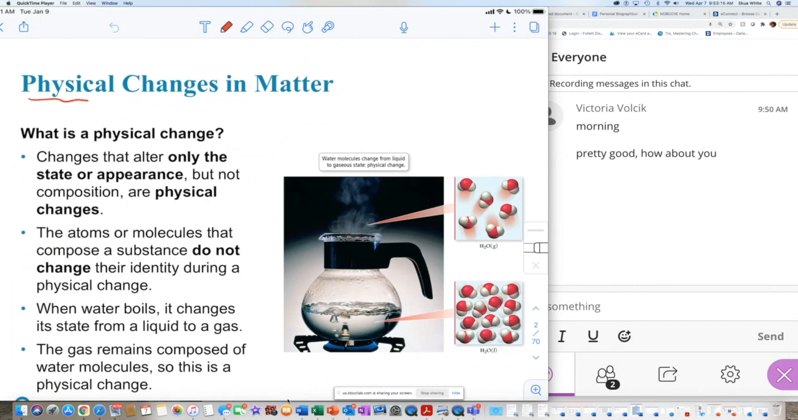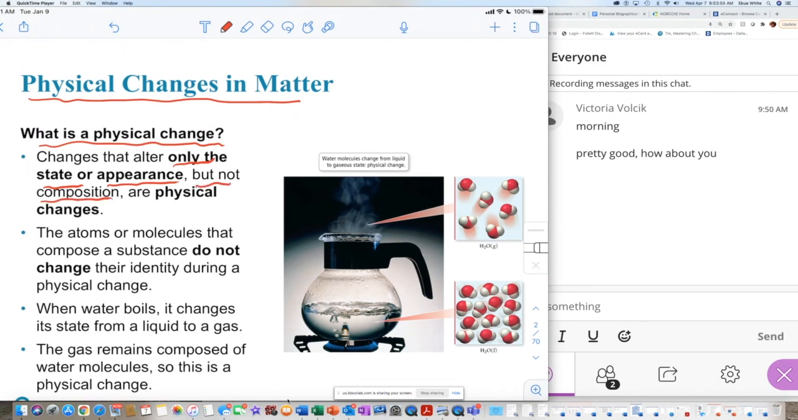So we start here with physical changes in matter. What exactly is a physical change? When you're in the lab, physical changes will have physical observations, right? You'll be in the lab and you see something transforming in the chemical. And with the physical change and the chemical change, both will have some kind of visual evidence of either, right? So when we're looking at physical changes, what we are seeing is only the appearance or state altering. So the appearance of the chemical will look different, but the composition is still the same.